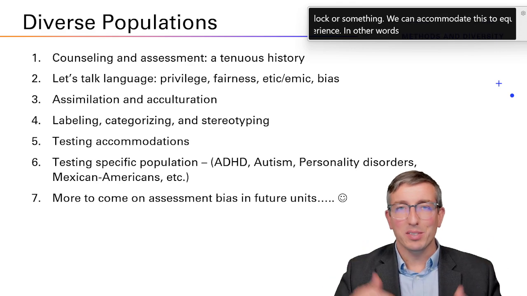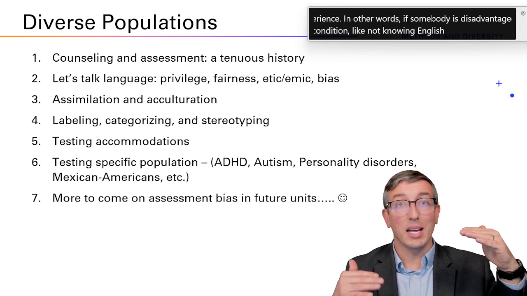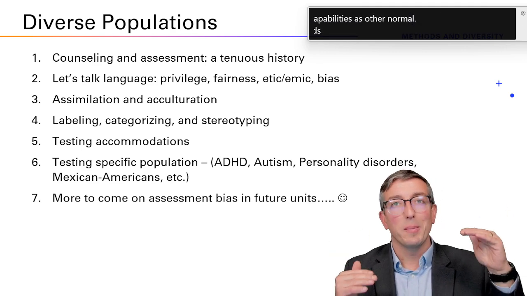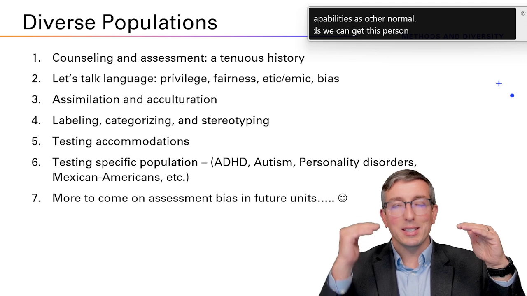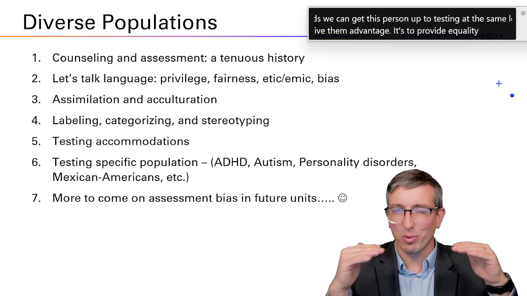In other words, if somebody is disadvantaged by a certain condition, like not knowing English or not having the same sound capabilities as other normative standards, we can get this person up to testing at the same level. It's not to give them an advantage, it's to provide equality. It's an important distinction.